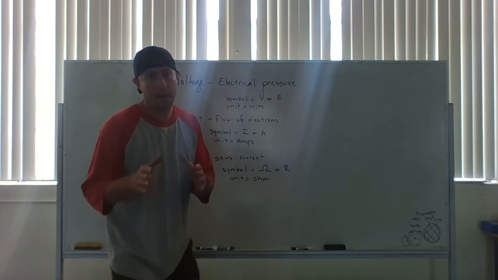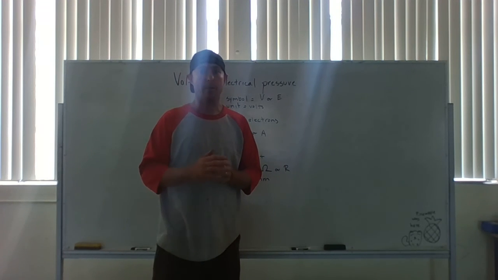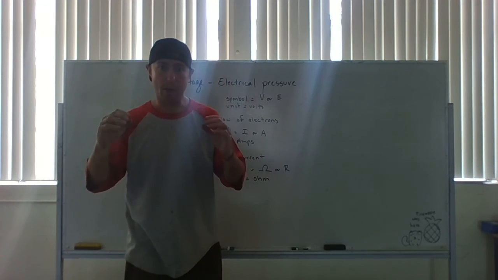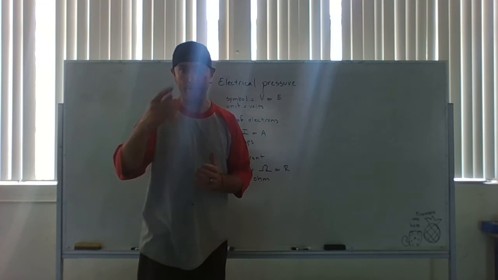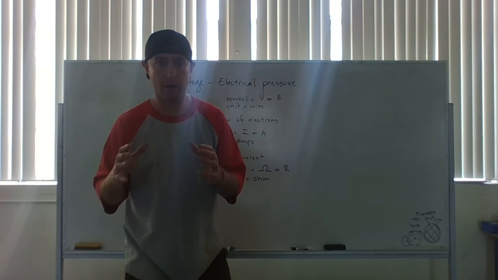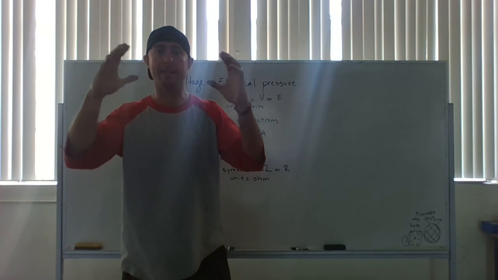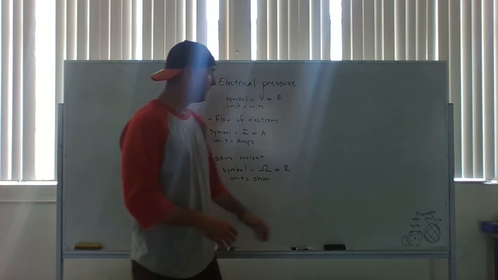The I goes back to an older time, 75 years ago, when they called current intensity, because if you had more electrons going through a fan, that fan would spin faster, or if you had more current going through a light, that light would shine brighter. So that light was more intense. That's where the I comes from.